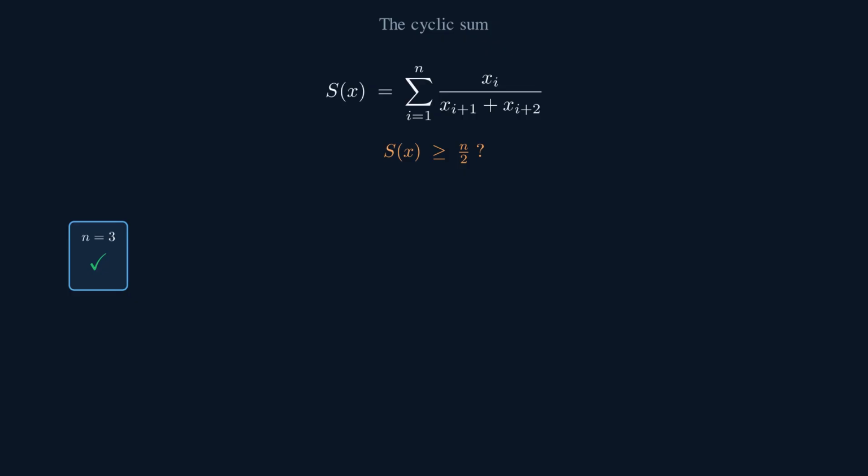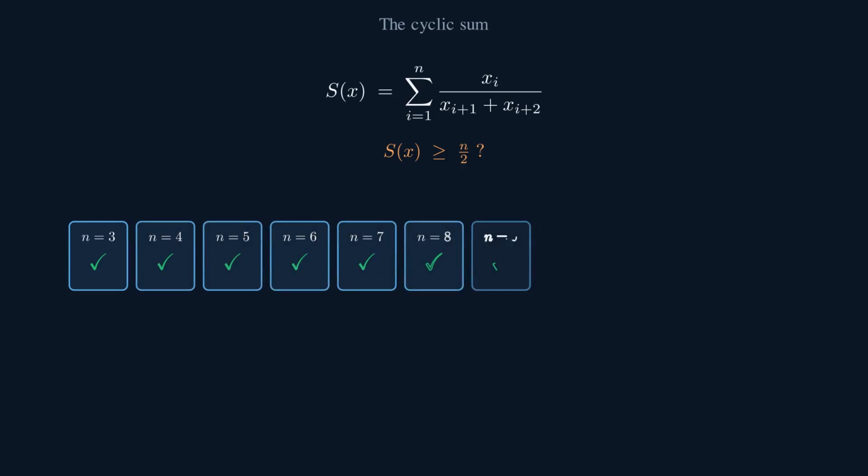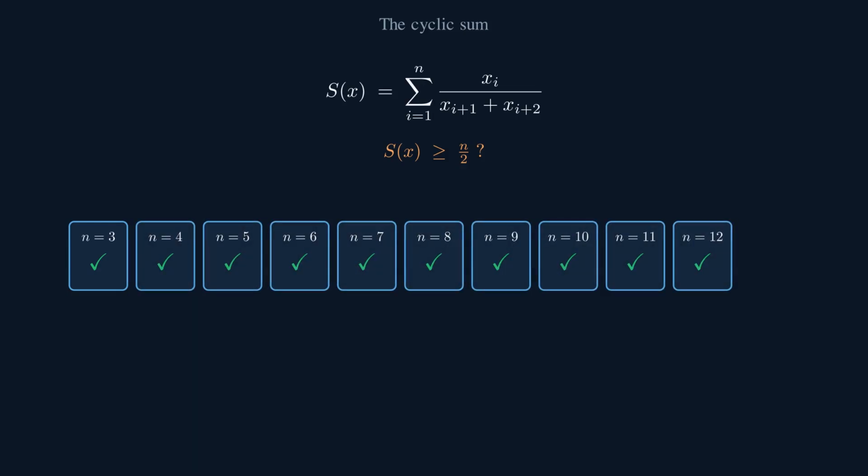So you check. N equals 3 is Nesbitt, fine. N equals 4, fine. 5, 6, 7, all the way up to 12, the inequality holds. And then at 14, the pattern breaks.